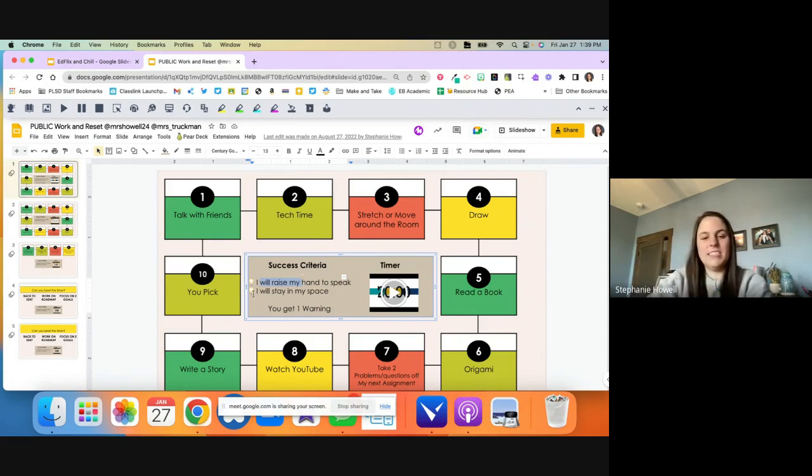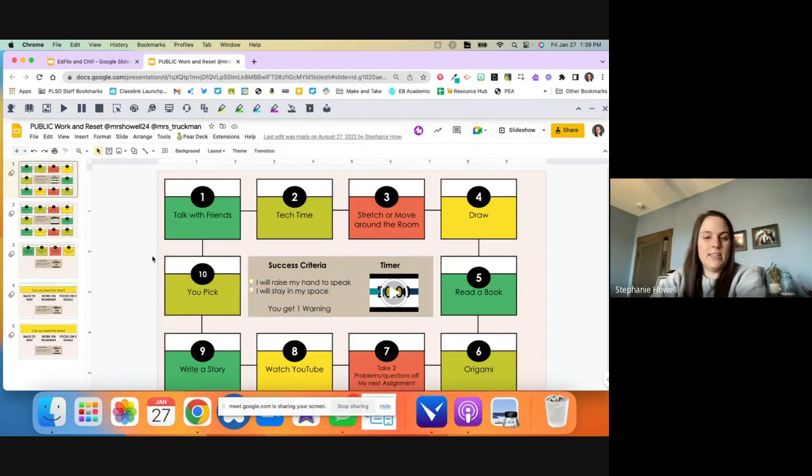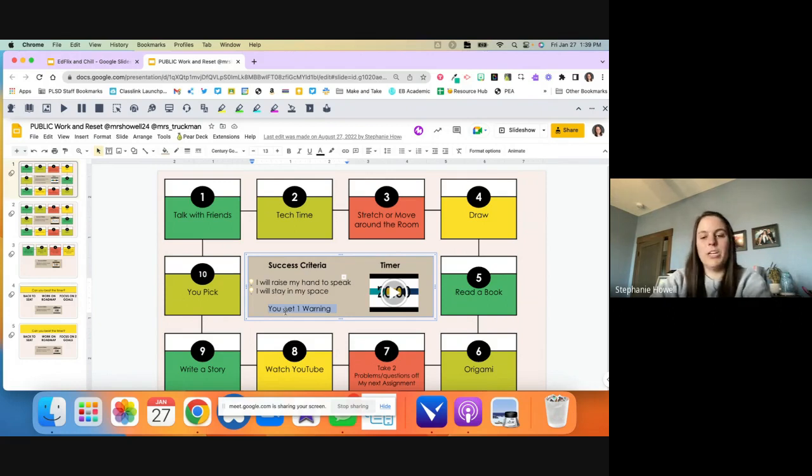And for this class, their focus was to raise their hand when they spoke because they were just speaking out and they were speaking over other students. And their other goal was to stay in their space because this class was just getting up and moving around. And so what we did is they had these 2 goals and they were able to get 1 warning. Now, eventually this warning goes away, but for right now it is their first time doing it. So we gave them some grace and they got 1 warning. We set the timer for 20 minutes. So right here, we just set the timer and they were to work for 20 minutes straight.